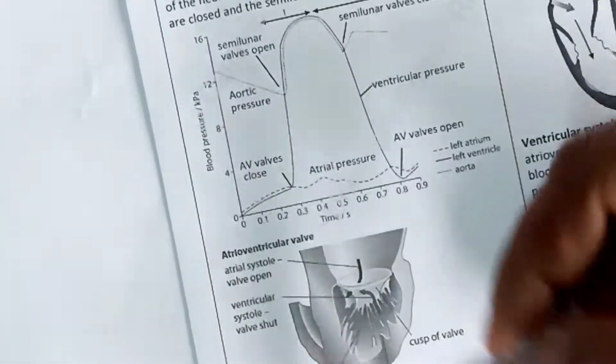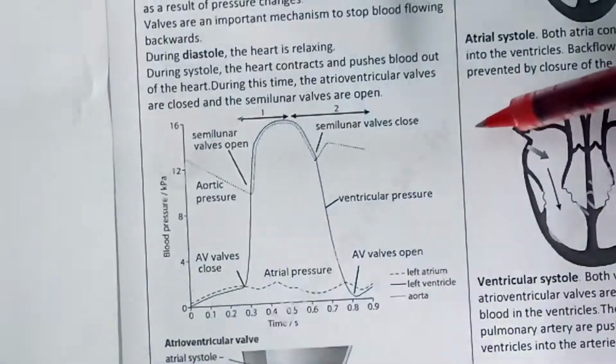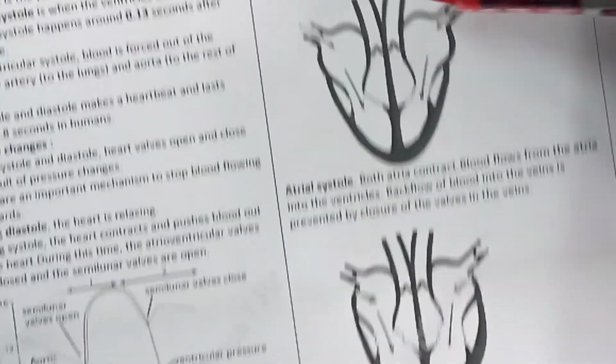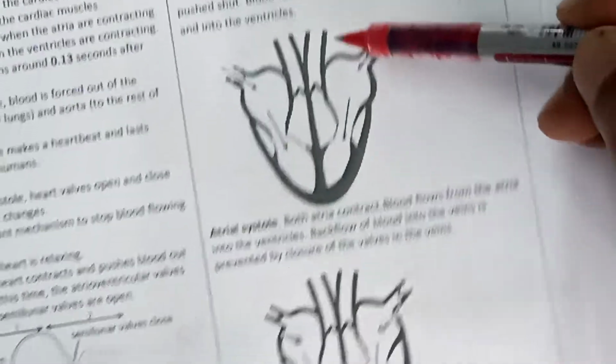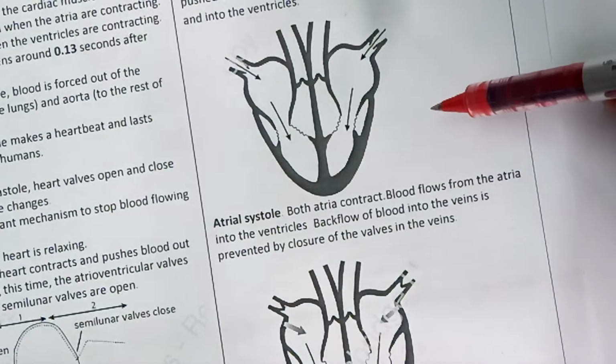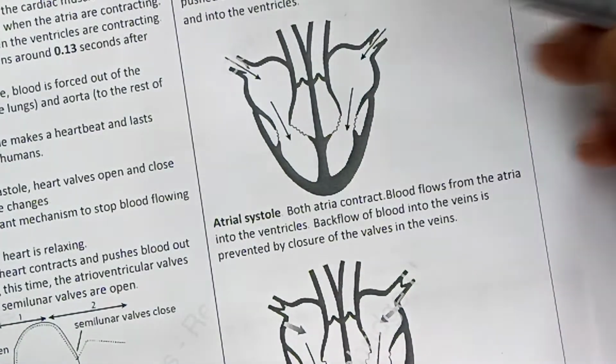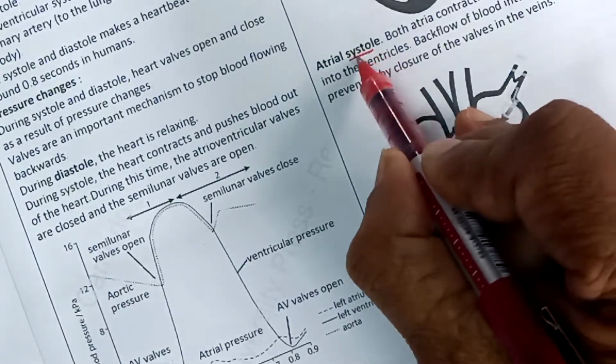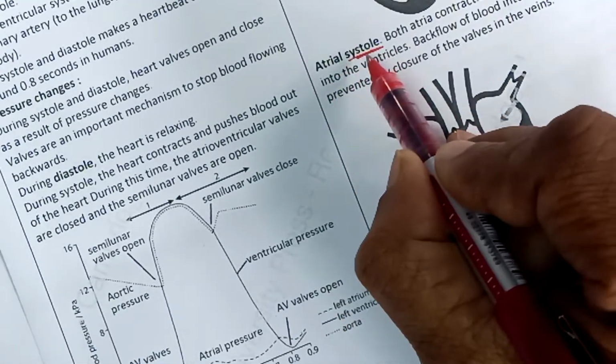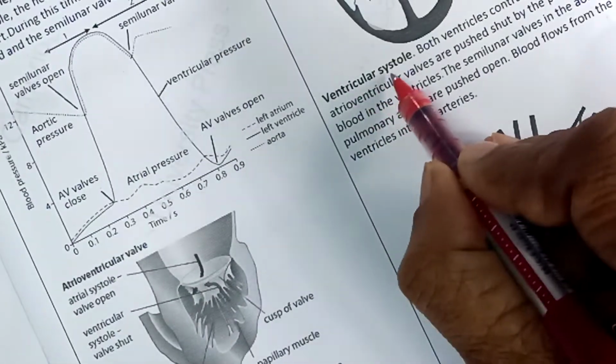Later on, we are going to see the valves and the graph of the pressure. Let us see for the time being what happens in the heart during ventricular systole, atrial systole. Systole means the heart is contracting. The atria are contracting. Ventricular systole means the ventricles are contracting.